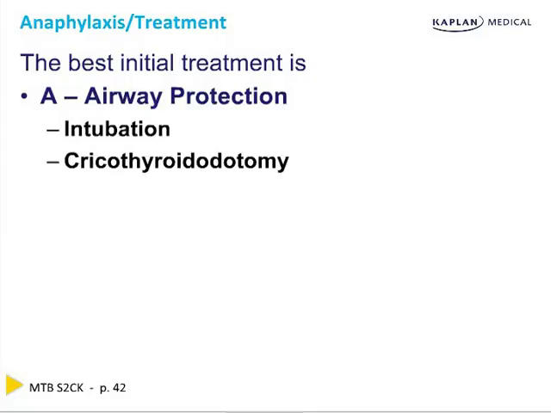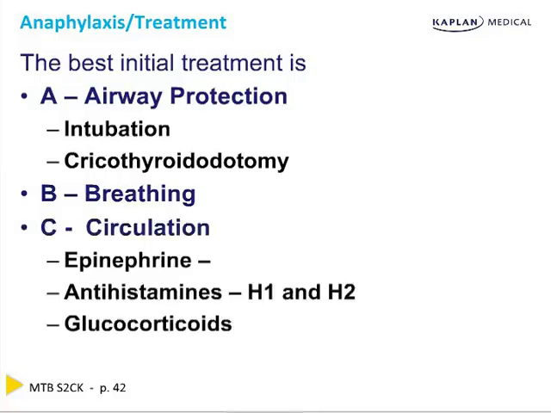First, ensure that there is airway protection. That could be through intubation. If it's already closed off, then you may need to do a cricothyroidotomy. Followed by breathing, ensure that the patient is receiving adequate respiration and ventilation. And lastly, the circulation. How do you maintain the circulation?